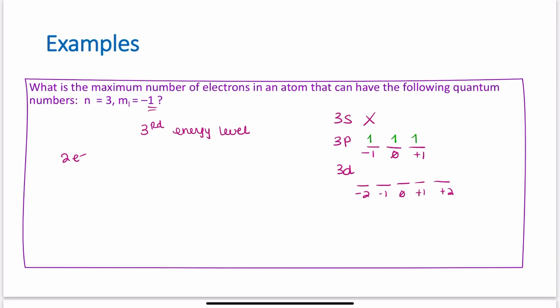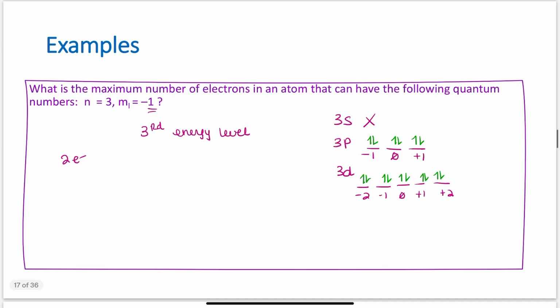Because each one of these, again, remember parallel before paired. I could have a 3p orbital with those quantum numbers or a 3d with those quantum numbers. But the M sub L value of 1 represents one orbital, and one orbital can only contain 2 electrons.